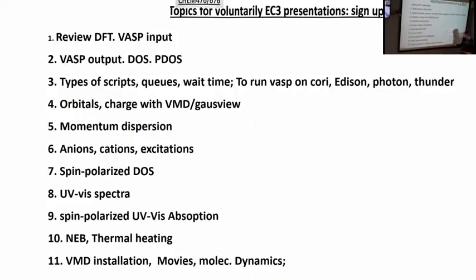Okay, and I already have a volunteer for, if I would be in the class, I would select number 11. It's my favorite, making movies. So by now, we already have volunteers for everything except spin polarized absorption. I'll take it. Well, you are already signed up by your colleague for nudged elastic band, but okay, thank you. I'll write it as a second choice. Nudged elastic band, second choice. Sign me up for whatever's left.